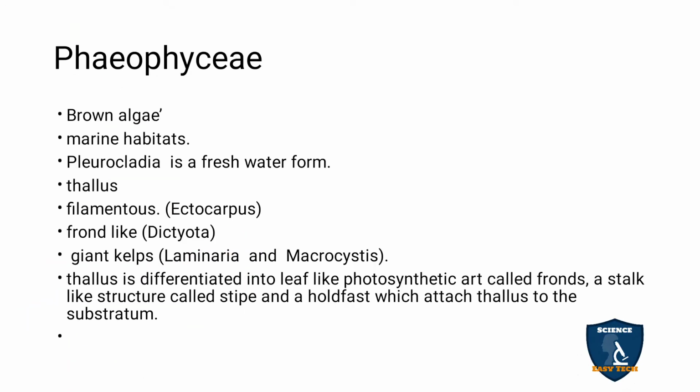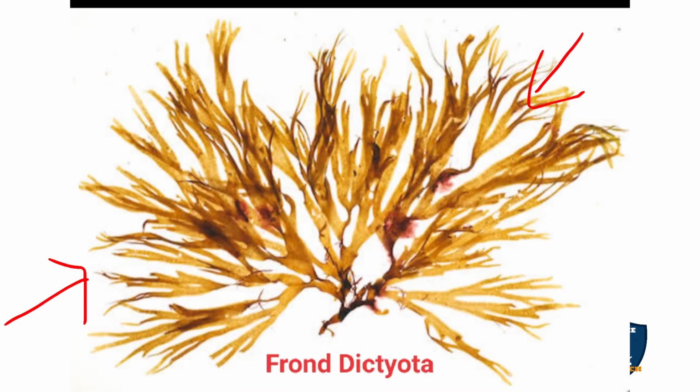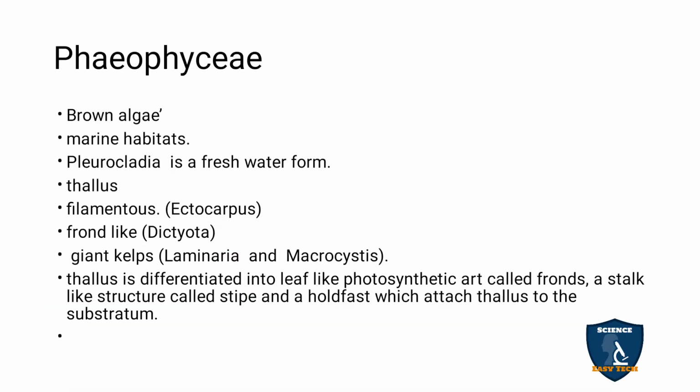Photosynthetic, frond-like, that is fronds, and it has a stalk-like structure called the stipe. So this position is called the stipe, and it is attached to the holdfast, which is attached to the substratum. Okay, the holdfast attaches the thallus to the substratum.